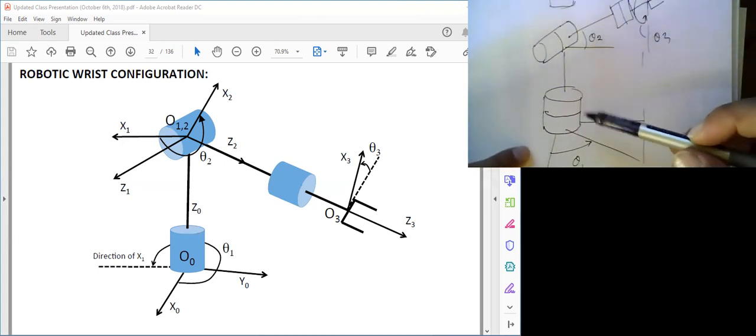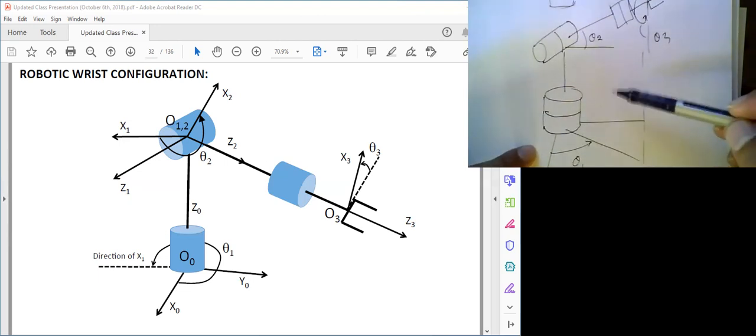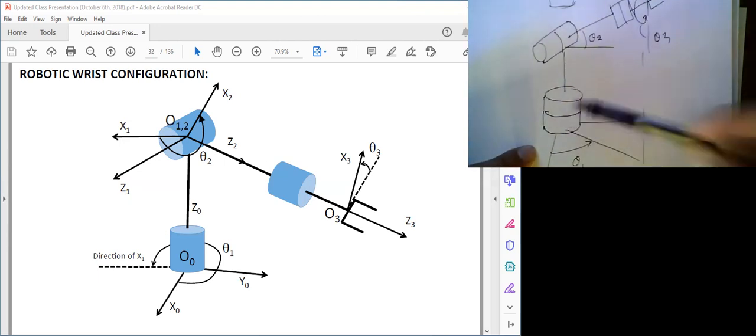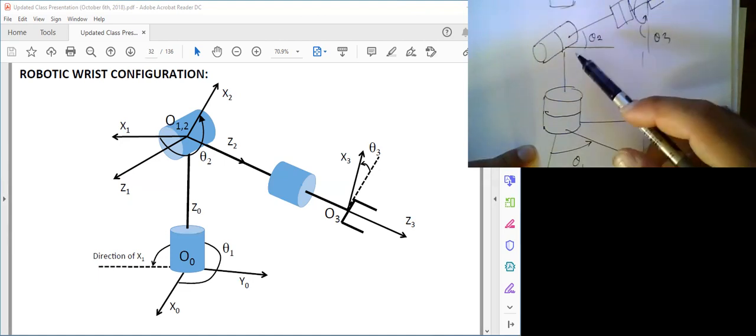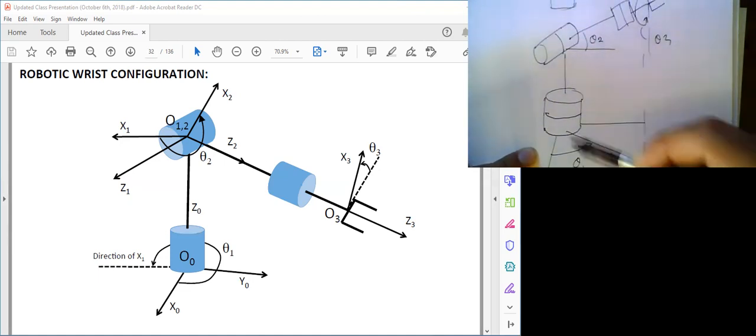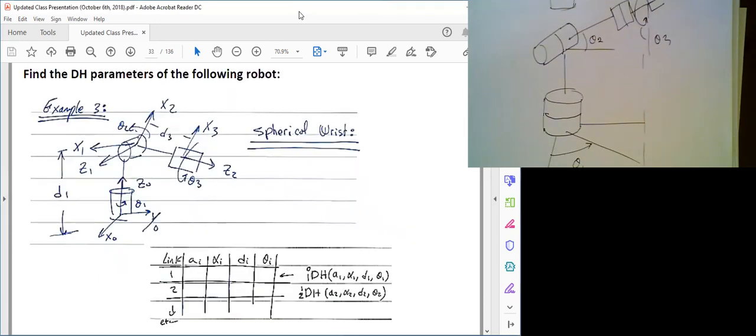What we usually do in the case of the robot is that the first 3 axes control the actual position of the robot, and the rest are mainly used for the orientation. We're going to see that in a second. But this is a robotic wrist, and when you place the DH frames on it, let's actually look into what you end up with. Let's try to build that.